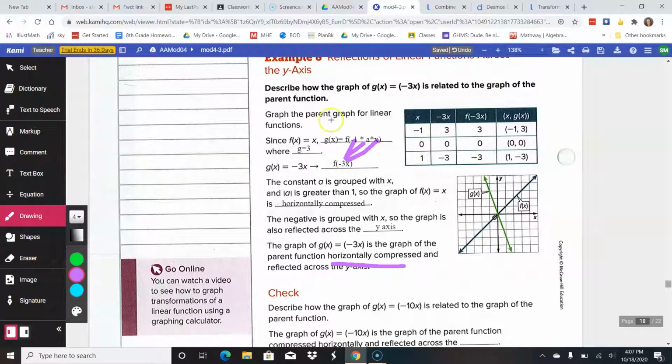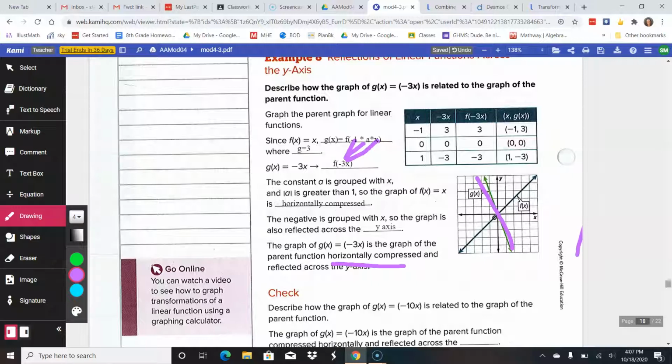Now, seeing how it is set up like that, I have a that is grouped with x. Because the constant a is grouped within the parentheses, it's a horizontal compression. Because it's in the parentheses, it's a horizontal compression. Therefore, because it's a negative sign, it's also reflected across the y-axis. Again, big thing. It's going to be steeper because the absolute value is above the number 1, and it's going to be going down from left to right because it's a negative slope. That's what you have to be able to say.